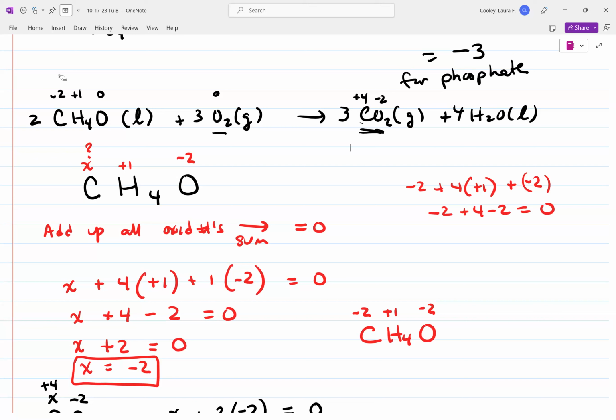Yes, the natural form in O2 would be 0. But O2 is 0 on this side. On the other side here, it's in a compound, so it's -2. All right, what about over here? What's the oxidation number of oxygen here?